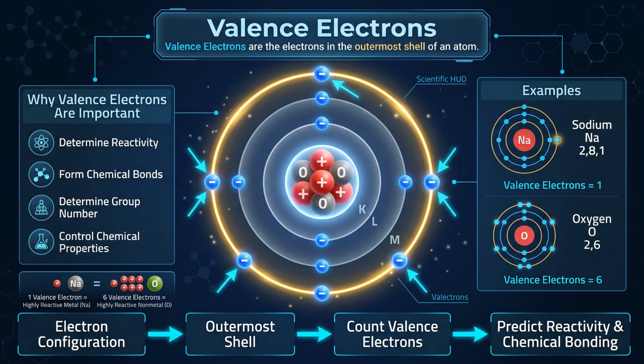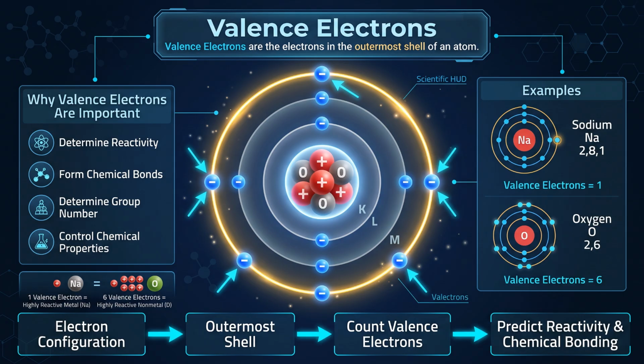Valence electrons also help determine the group number of an element in the periodic table. For the main group elements, elements in the same vertical column have the same number of valence electrons. This is why they have similar chemical properties.